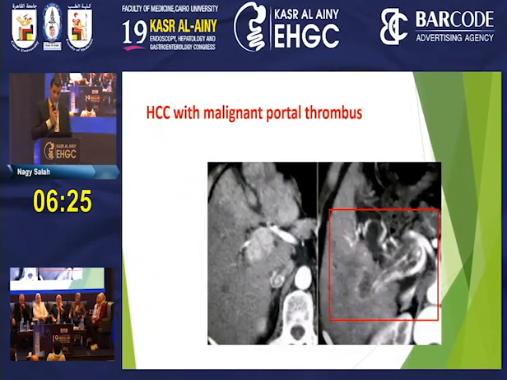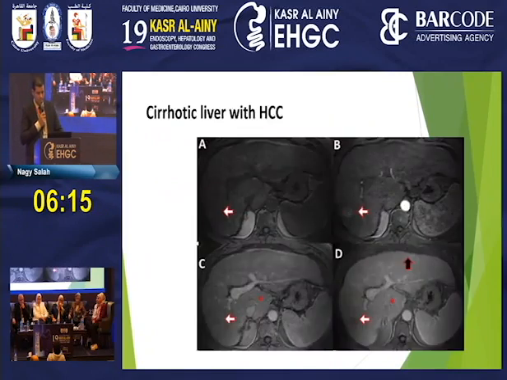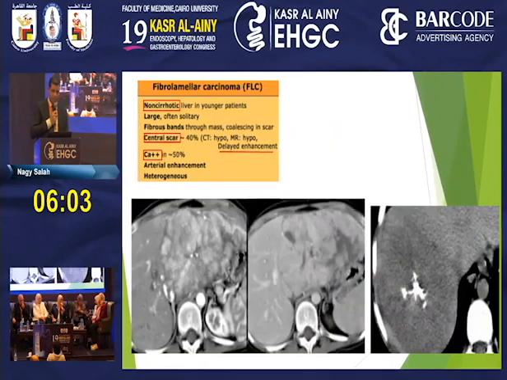Here is a case of HCC with malignant portal vein thrombosis. The thrombus inside the right portal vein shows an enhancement pattern similar to the hepatic focal lesion. Another case, MRI of liver cirrhosis with HCC in non-contrast and early arterial uptake and washout at the portal phase and delayed phase.